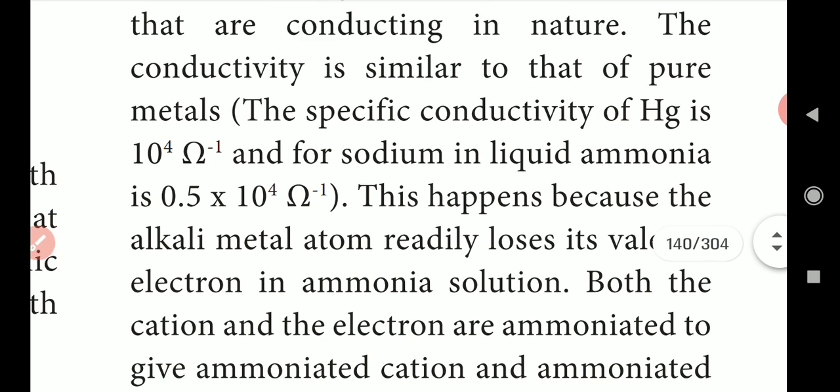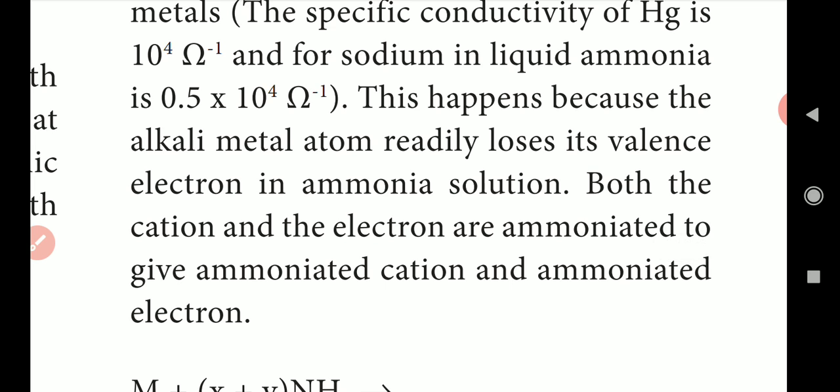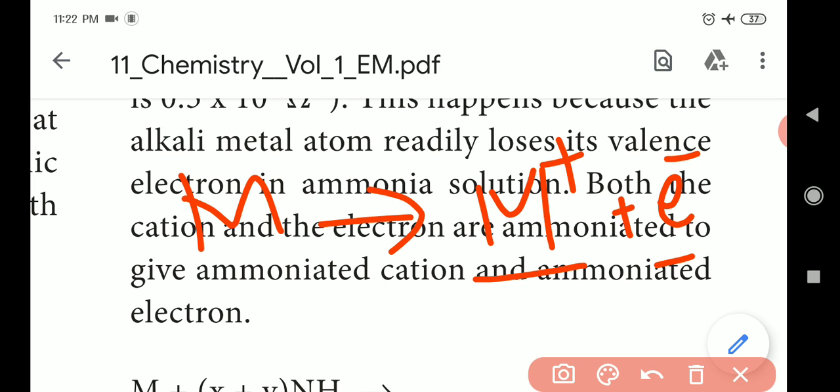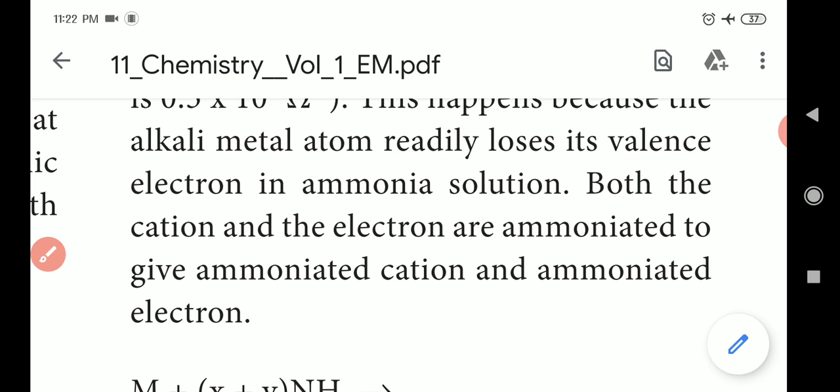Both the cation and the electrons are ammoniated to give the ammoniated cation and ammoniated anions. For example, a metal M loses the electron from its outermost orbital and produces M plus ion and electrons. Both the cation and the electron are ammoniated to give the ammoniated cation and ammoniated anions.